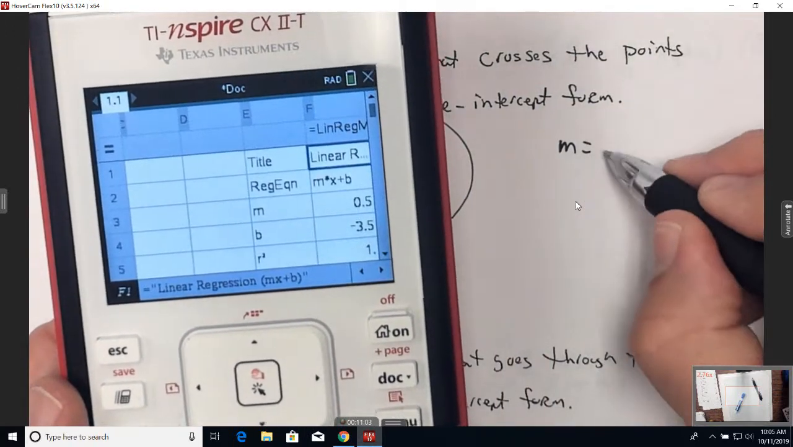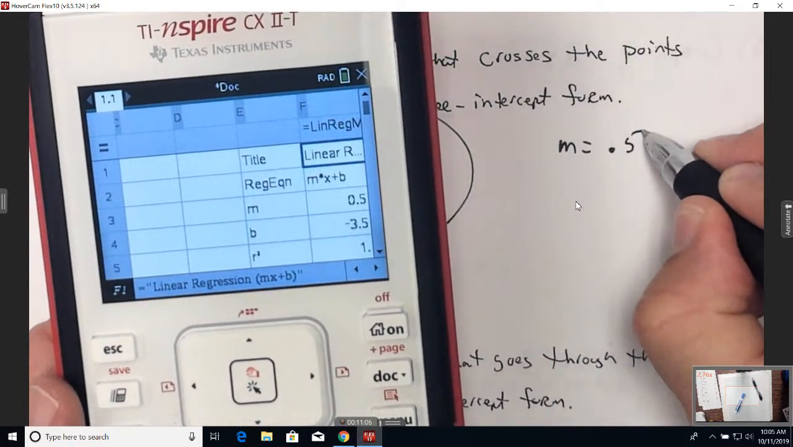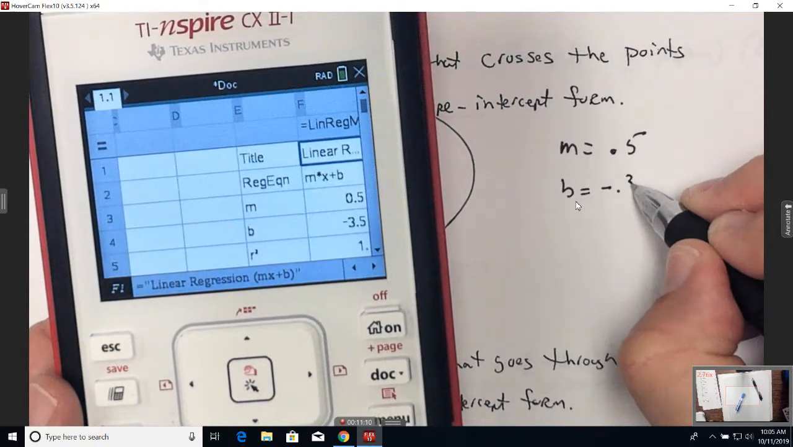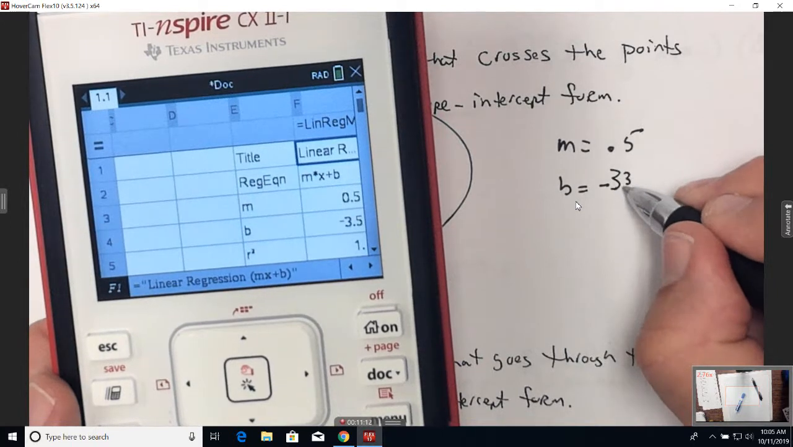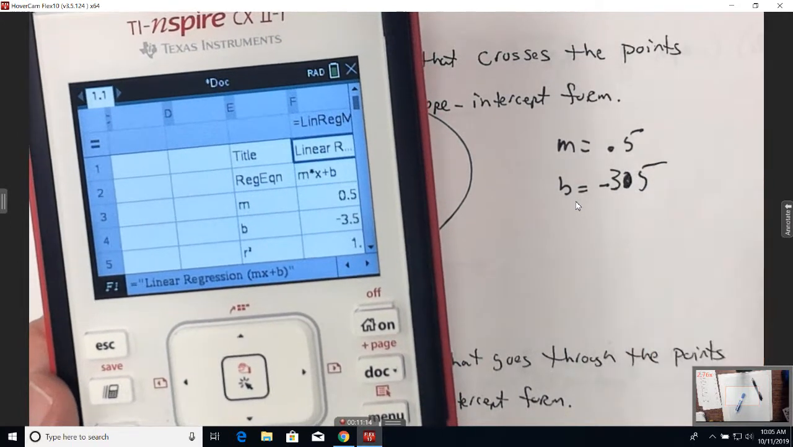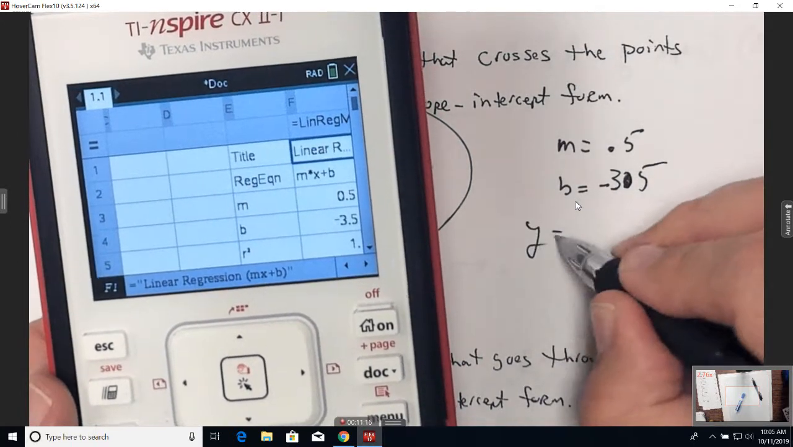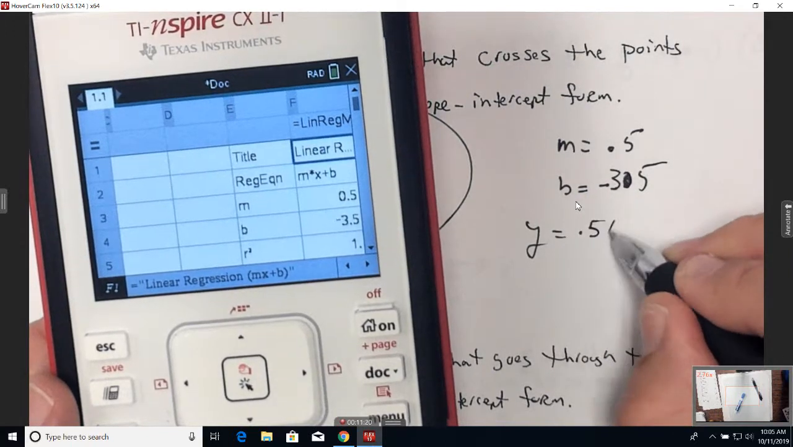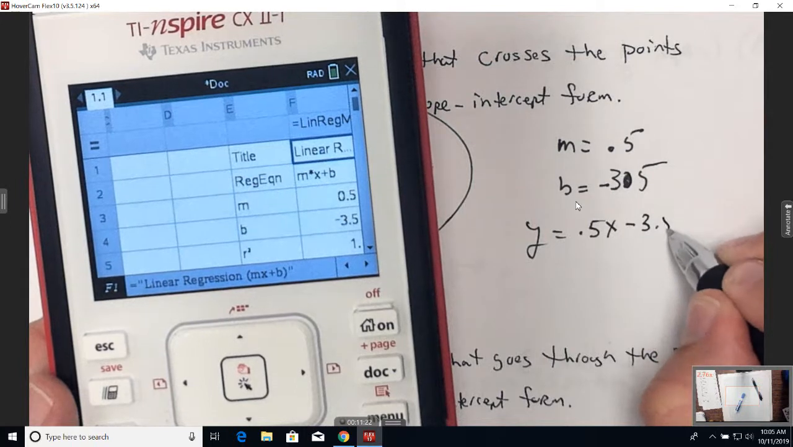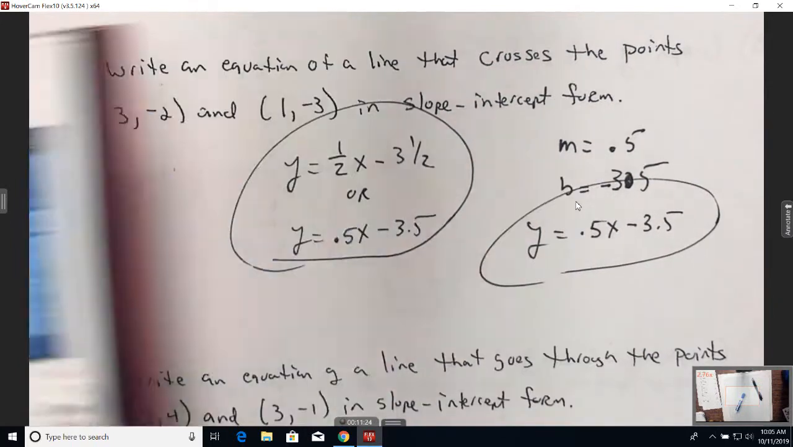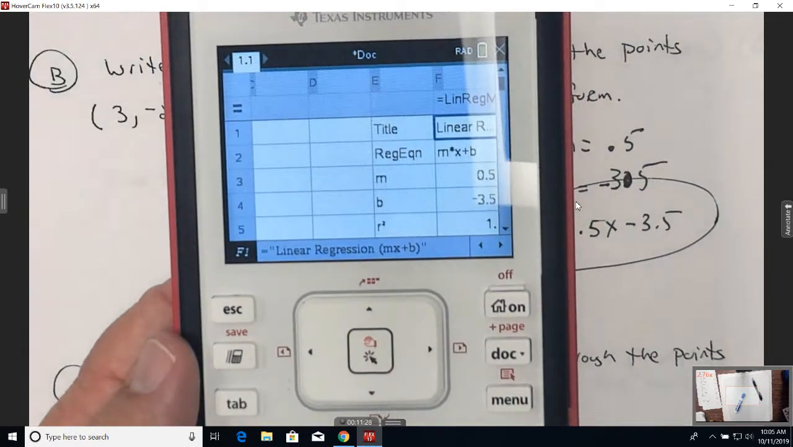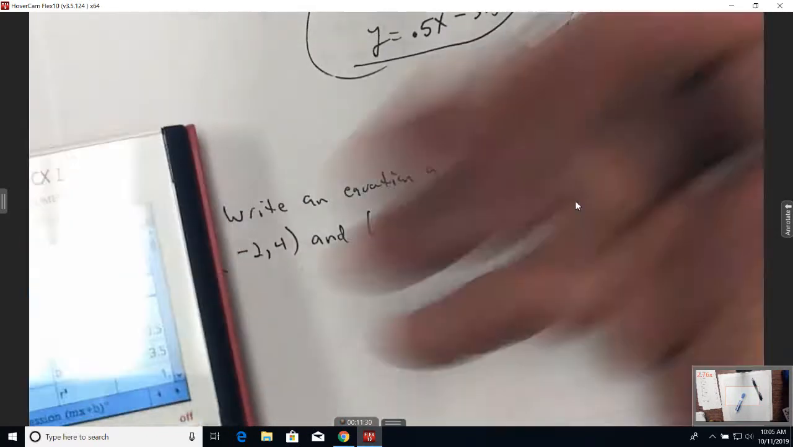What's my slope? 0.5. What's my y-intercept? Negative 3.5. It should be a 3.5. So what's my equation? Y is equal to my slope times x minus my y-intercept. That's it. Isn't that the same thing we got yesterday? Is this easier? All right, so let's come up with this last one and then we'll move on.